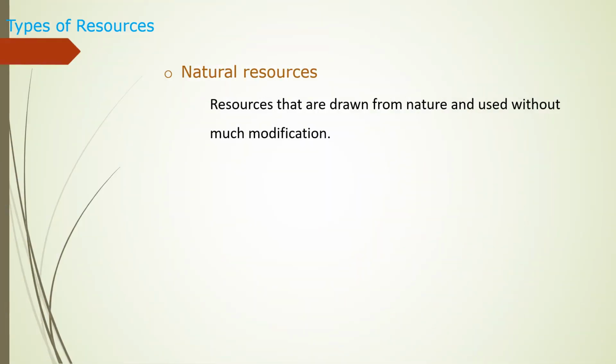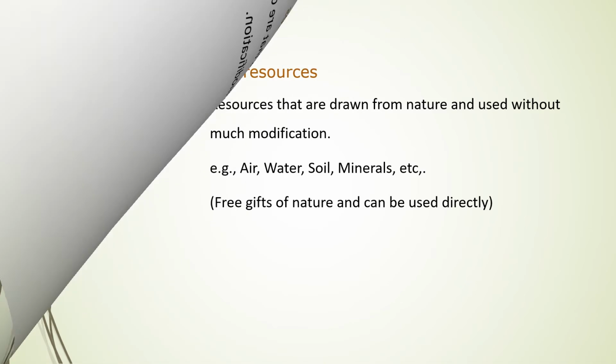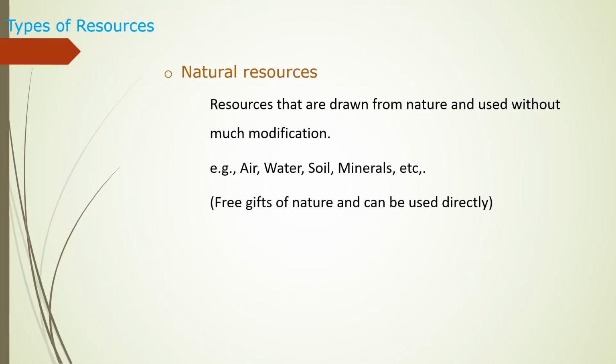Resources that are drawn from nature and used without much modification are termed as natural resources. So the resources which we are getting directly from nature and using without much modification, without much change, those are termed as natural resources. The examples for these are air, water, soil, minerals, etc.